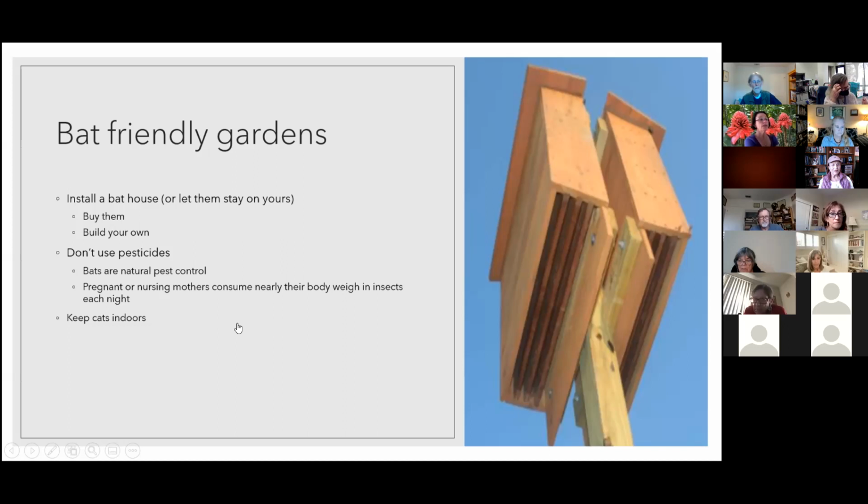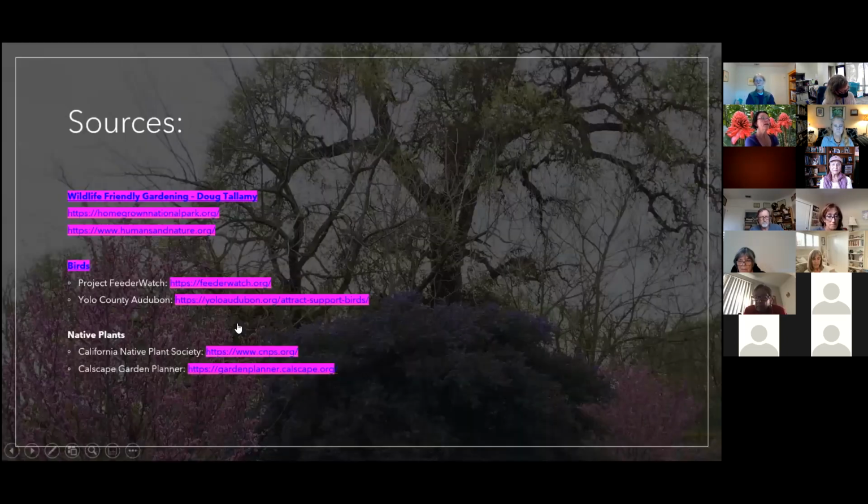Again, you shouldn't use pesticides. They're your natural pest control. Pregnant or nursing mothers consume nearly their body weight in insects each night, which tells you just how much they contribute to the local insect population. And again, keeping cats indoors or away from the bats will help them out as well.